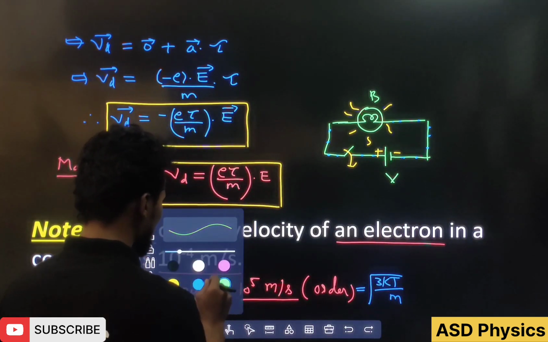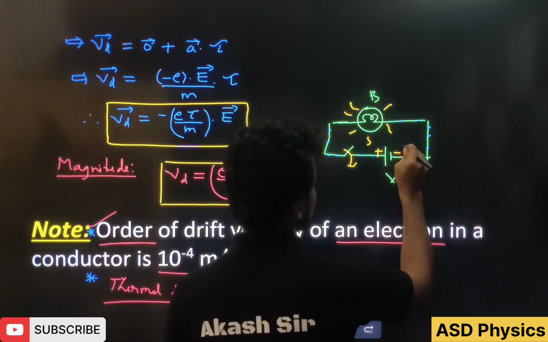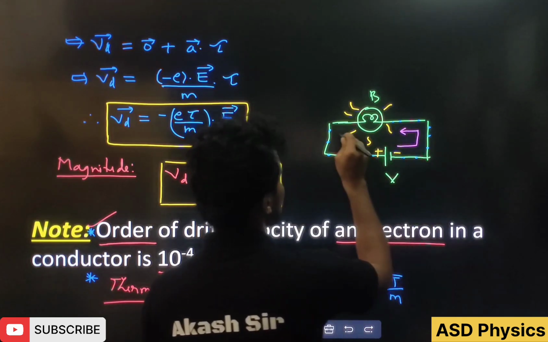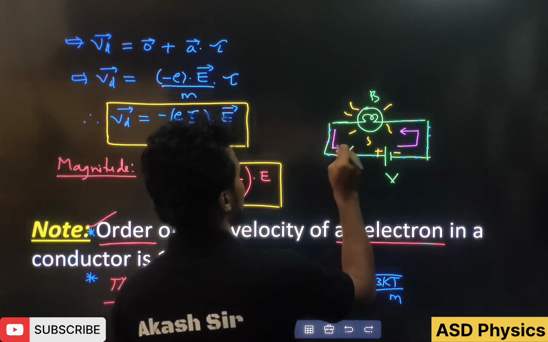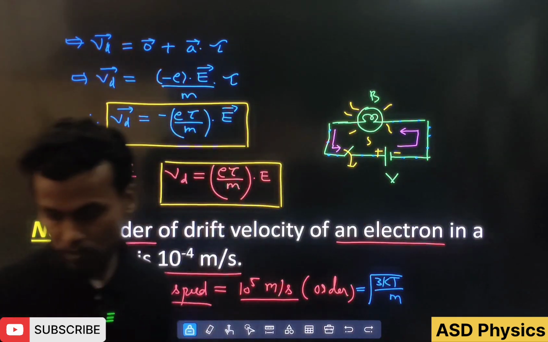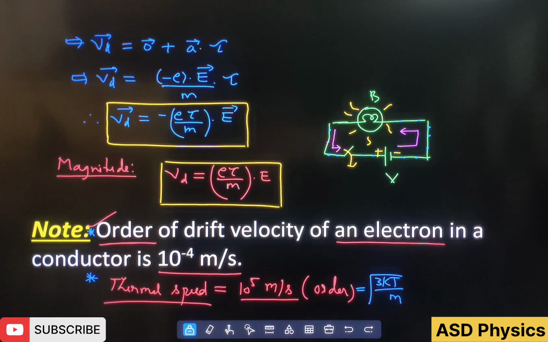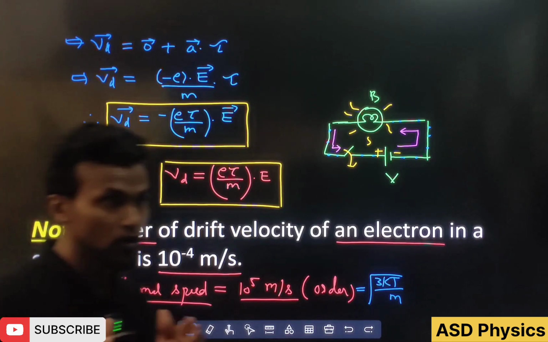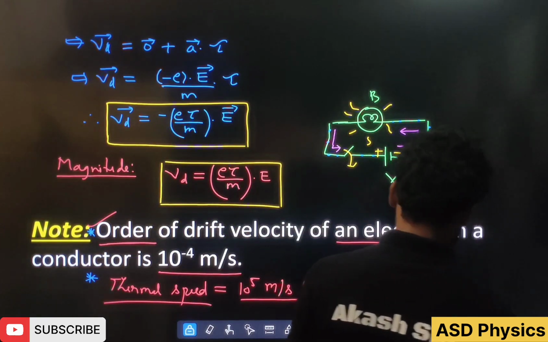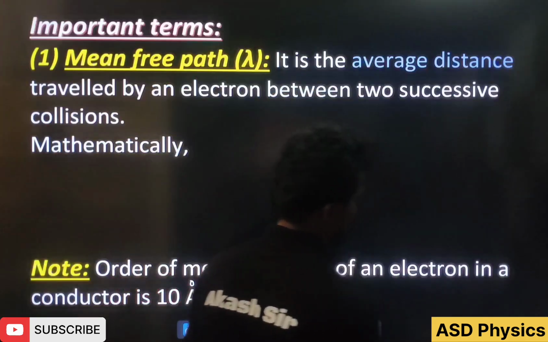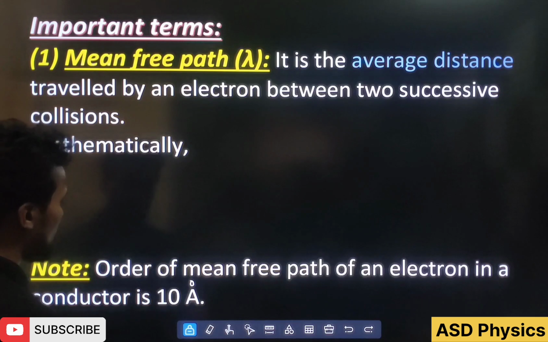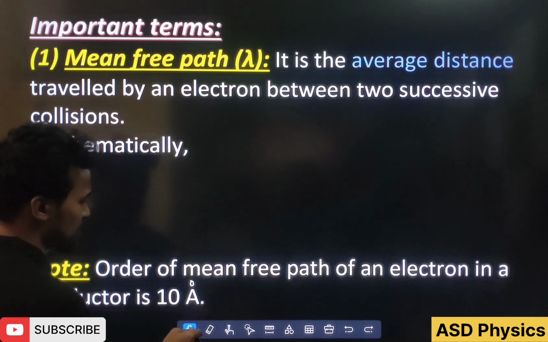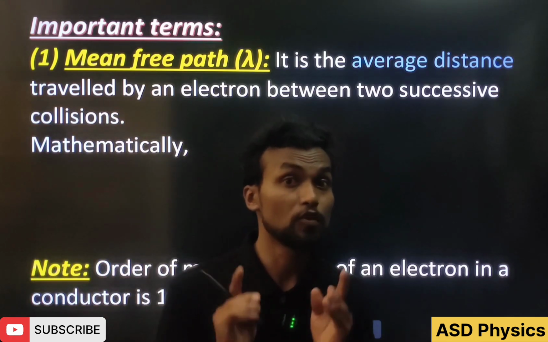This is the negative, this is the positive. So this electron will start to drift in this direction. Suddenly electrons will start to drift and the bulb will glow here. Okay. So remember this thing very well: the drift velocity order, thermal speed order, and all these things. K is the Boltzmann constant and m is the mass of the electron. Remember this also here. Okay, great.